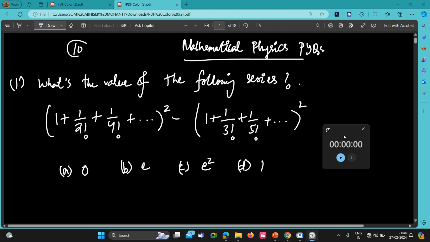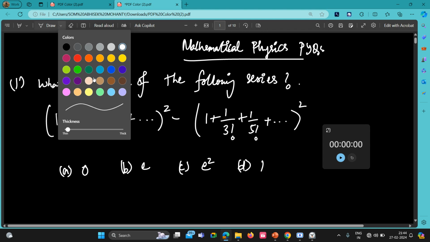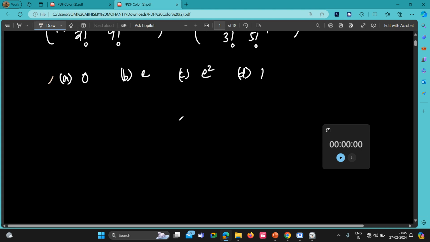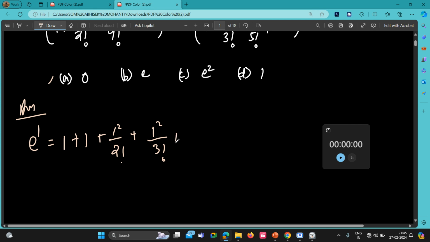So how to solve this question? Let's see. e to the power 1, I can write as 1 plus 1 plus 1 square by 2 factorial plus 1 square by 3 factorial plus dot dot dot. e to the power minus 1, I can write as 1 minus 1 plus 1 square by 2 factorial minus 1 cube by 3 factorial, dot dot dot.